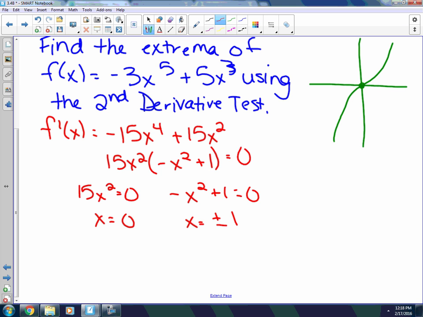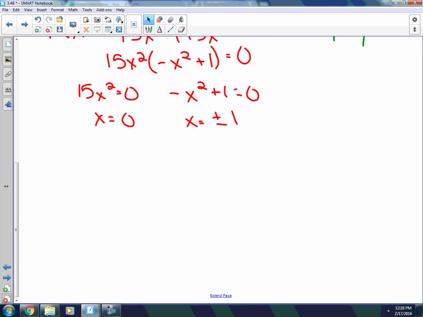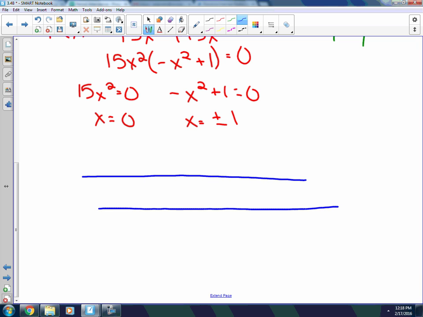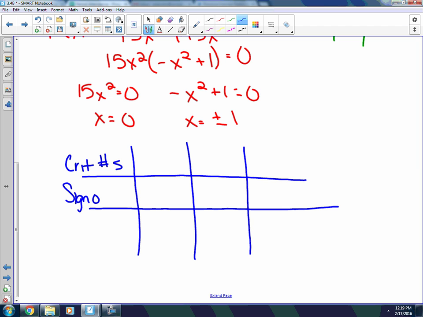Okay, now we're going to take those, put them in our chart. Now our chart is only 3 rows in this, and you have a column for each critical number. We're not going to do intervals on this one. So I'm going to have my 3 columns for each of the critical numbers, and then my title column. And here's what the title column is going to be. Critical numbers, sign of second derivative, and extrema.